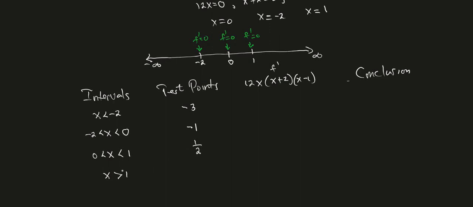And then pick a number greater than 1. Let's pick 2. And then we're going to use these test points and see whether we get a positive or a negative number from our derivative. And it has to be positive or negative. It cannot be 0 because we've found the 3 zeros of the derivative. There are no other zeros, right?